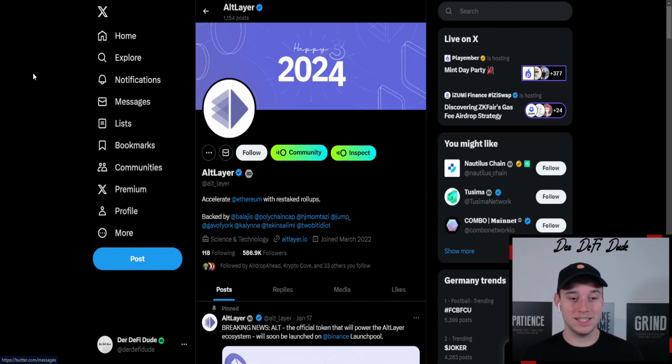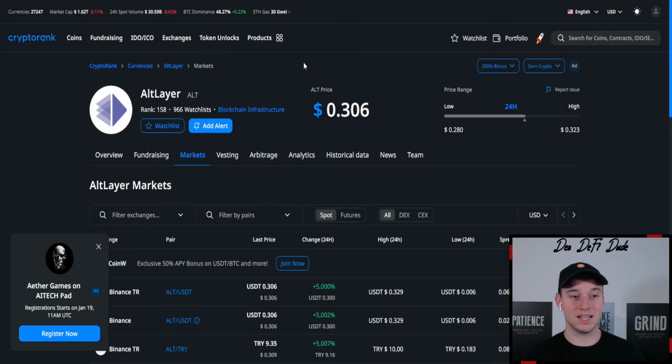Next up on our list is AltLayer. This project just went live today at 9 a.m. UTC. It's trading on Binance now at around 30 cents, as we can see also here on CryptoRank.